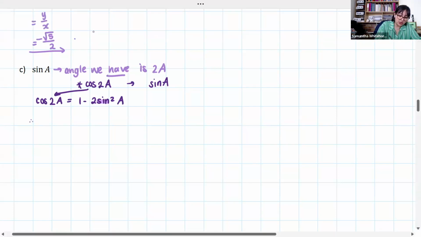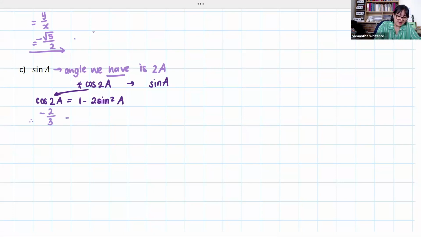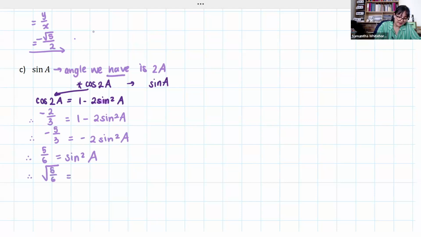Okay, so we worked out that cos 2a was negative 2 over 3. We already have that value. And now we're going to just manipulate to find sine of a. So the first thing I'm going to do is subtract 1 on both sides. That's going to give me negative 5 over 3 is equal to negative 2 sine squared a. Then I'm going to divide both sides by negative 2, which is going to give me 5 over 6 equals sine squared a. And then to get rid of that squared, I would square root both sides, leaving me with sine a.